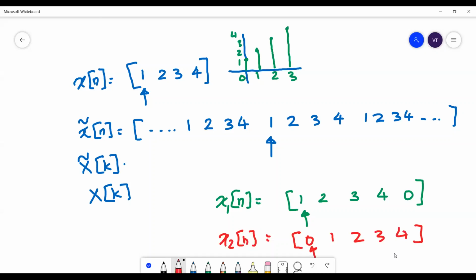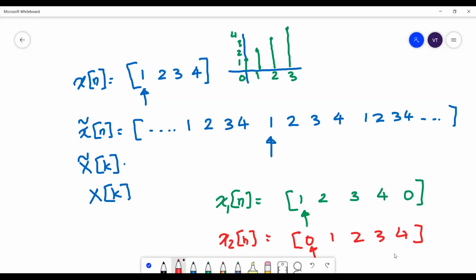Arjun, x of n, x1 of n, I put a 0 at the end. Now, what information do you get additional? Or do you get any additional information? DFT. This has got nothing to do with the DFT.